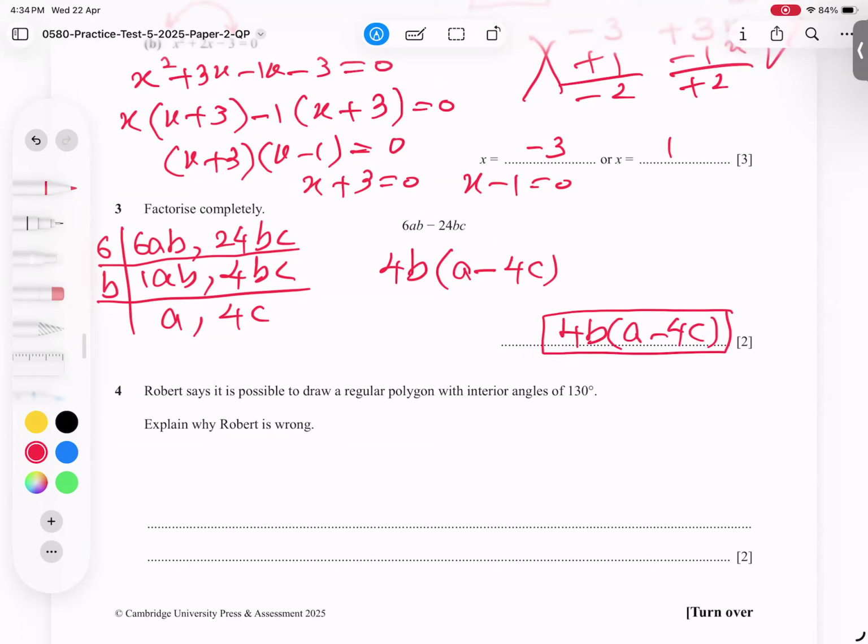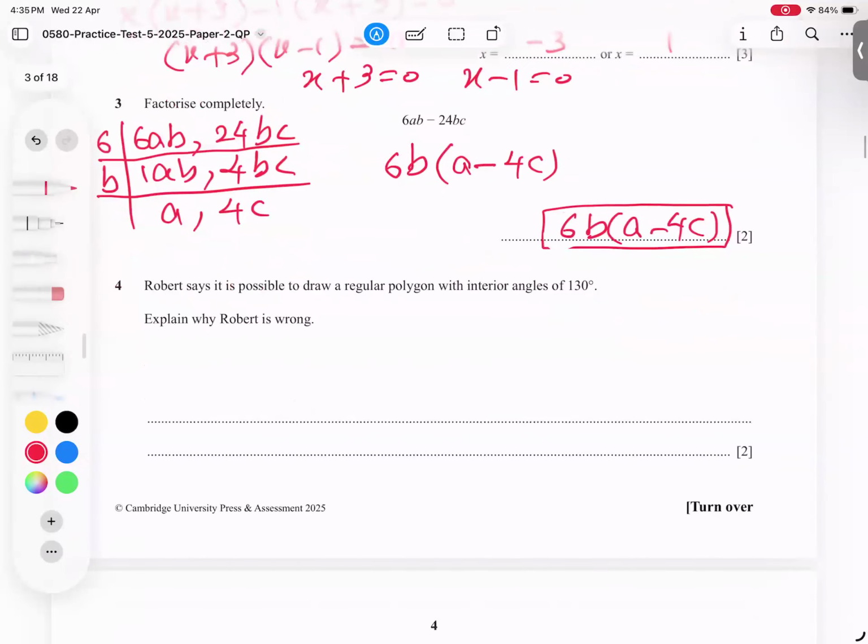Sir, one minute please. So it means this is a 6 common, not a 4. So we have to write 6b because 6b is common out. So we wrote 6b, and then what is left from here? a is left from here, and from here 4c, and negative in the middle. I think the point is very clear, and we got the 6b done.